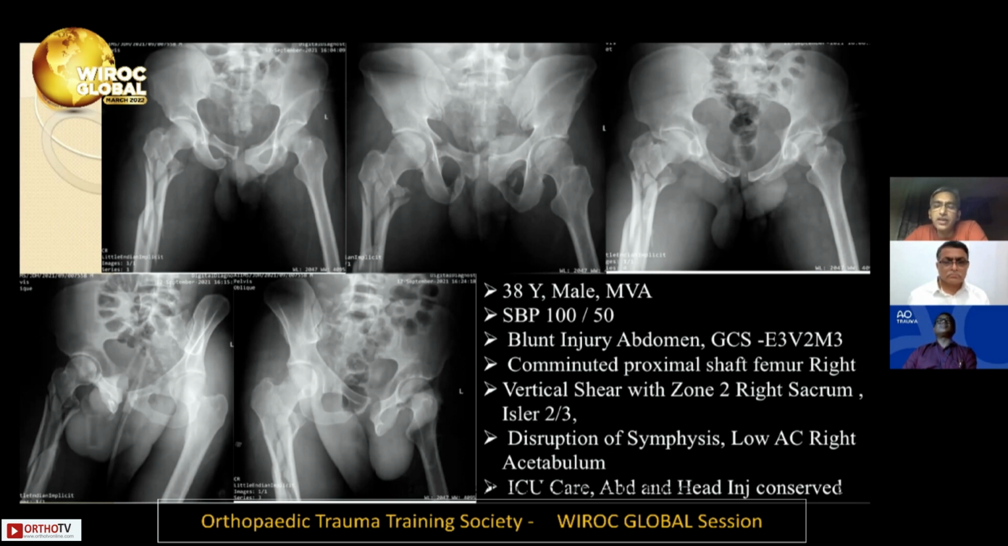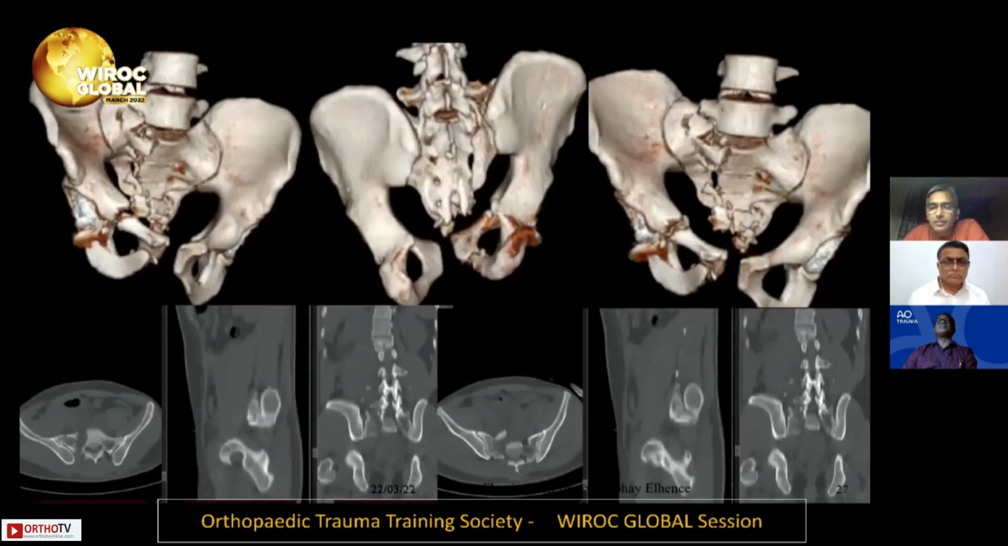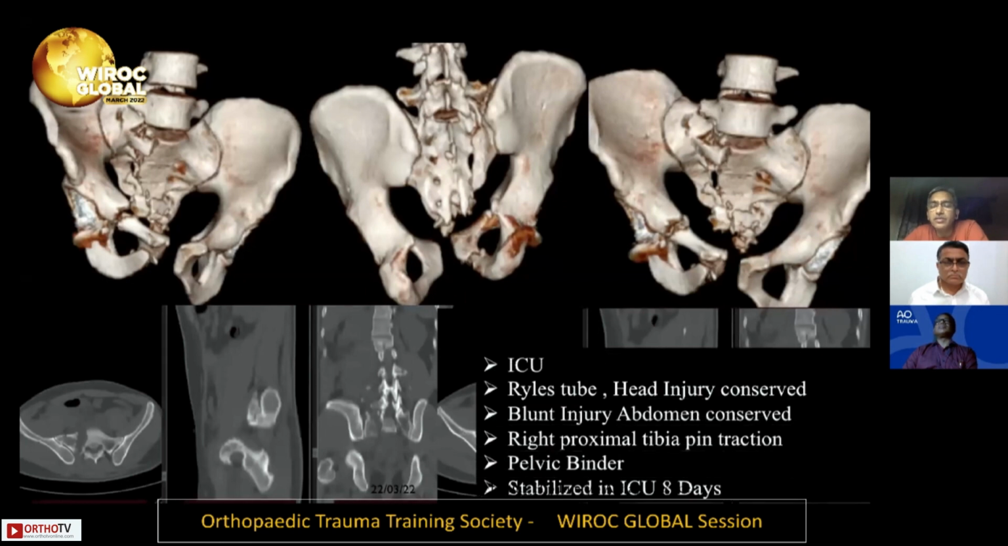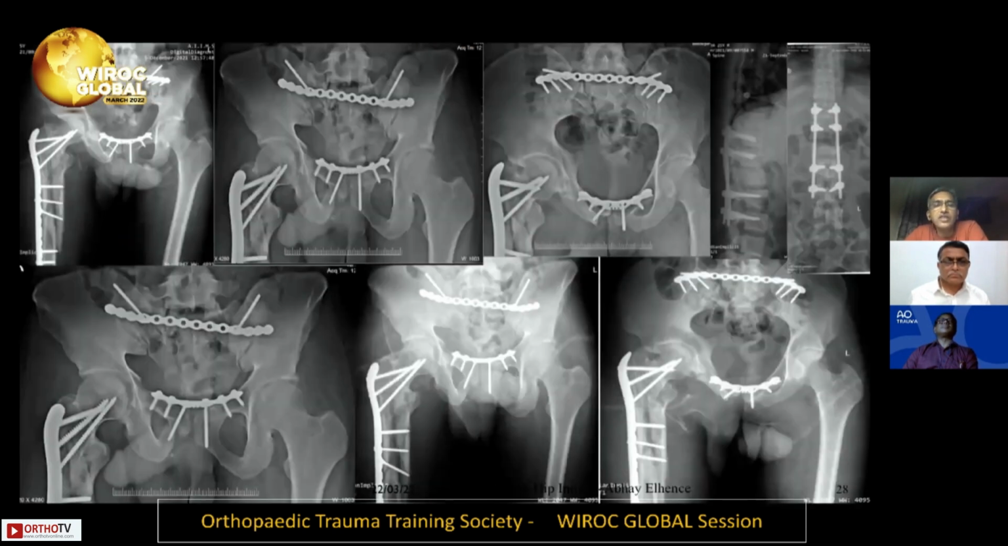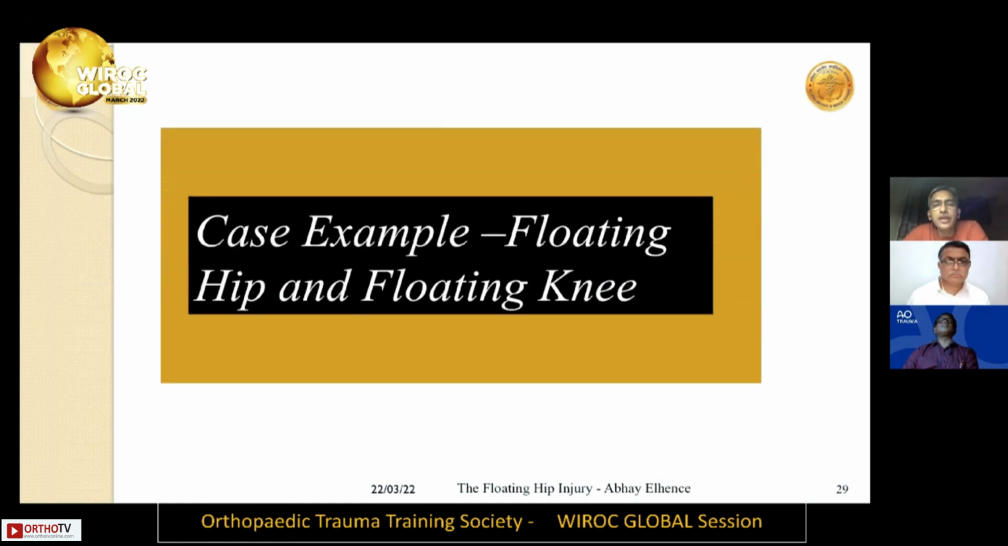So following his ATLS and his primary stabilization, he went into ICU care. His abdominal injury and his head injury were conserved. And finally, once he was out of ICU, the risk of the head injuries and the blunt injury abdomen having resolved, he was taken up for a stabilization after day 8. And this is what was done for him. He underwent a limited ORIF for the femur, and he underwent a posterior tension band fixation and an SI joint fixation for the pelvis.